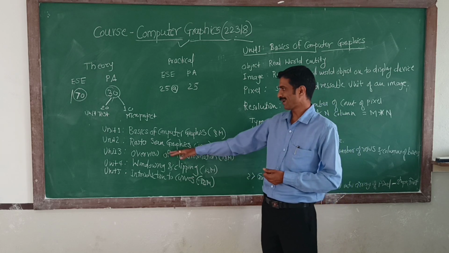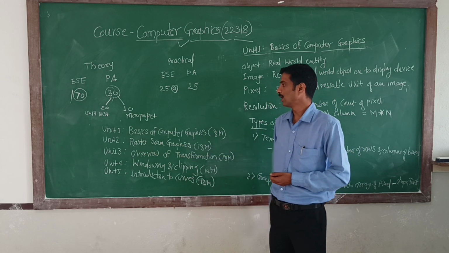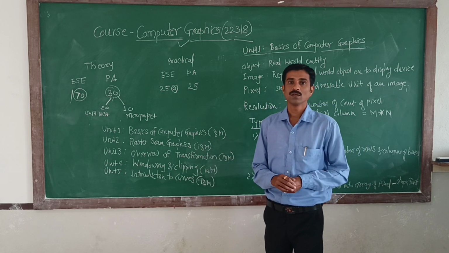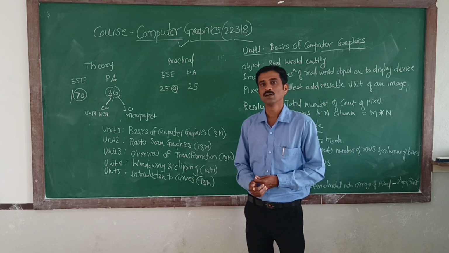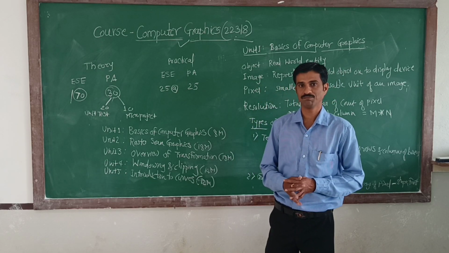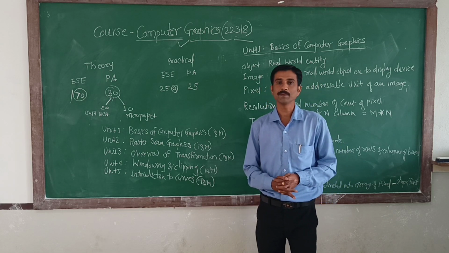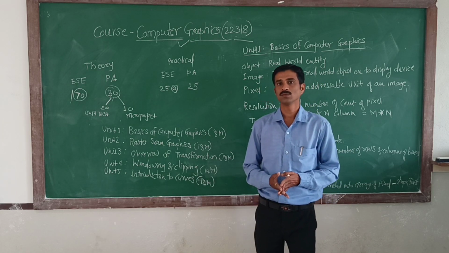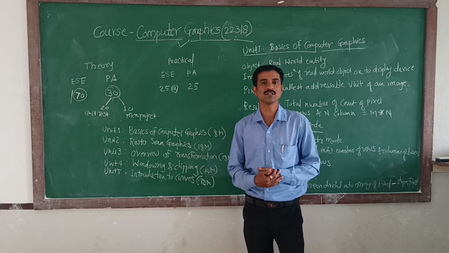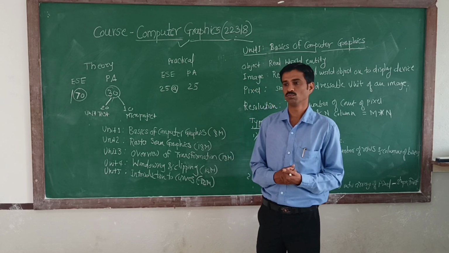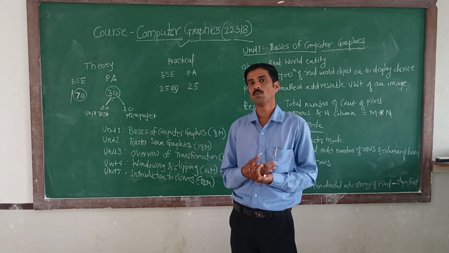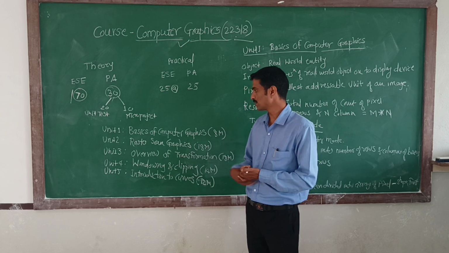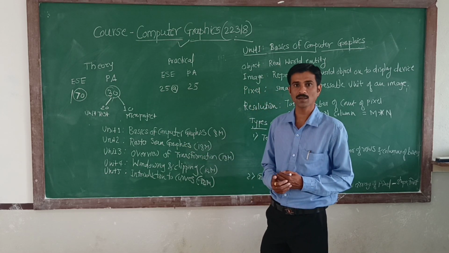Then the second unit is unit 2, raster scan graphics. It is for 18 marks. In this unit we will see the different algorithms for generating lines, circles, polygons, etc. So in this unit we will see the different algorithms required to draw a line, circle, polygon, and also we will see the different algorithms used to fill the polygon in this unit 2, that is raster scan graphics.